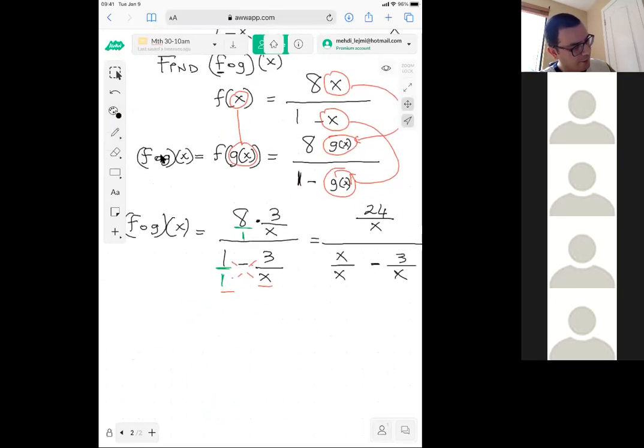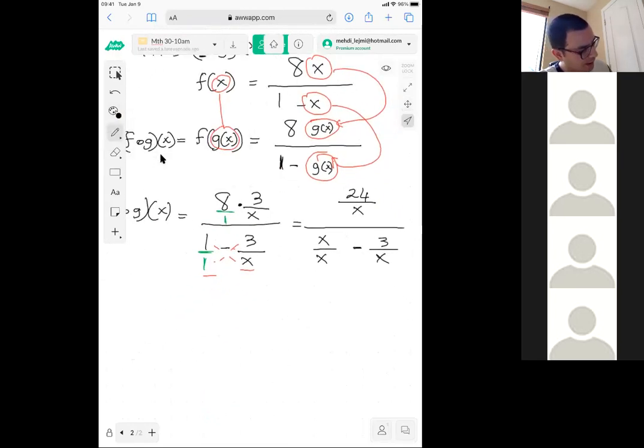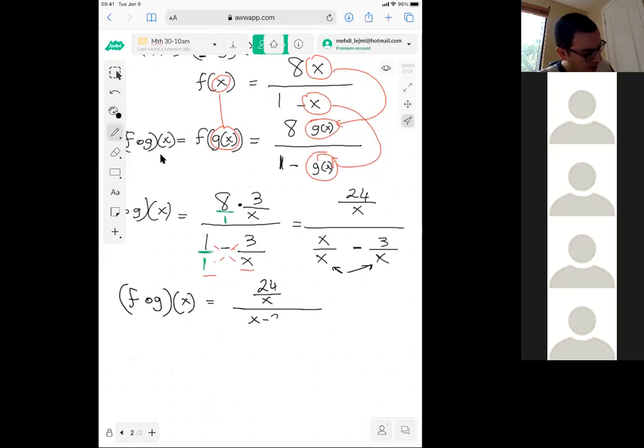So that would be equal to f of g of x. So we're going to have 24 over x divided by, once you have a common denominator, then you can subtract the top. So that's x minus 3, and you keep the same denominator, which is x.